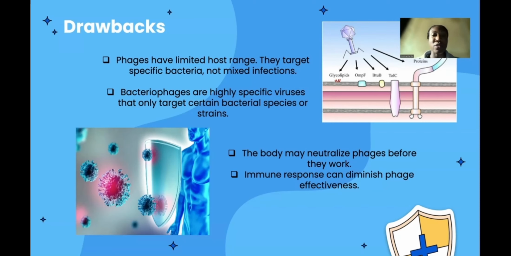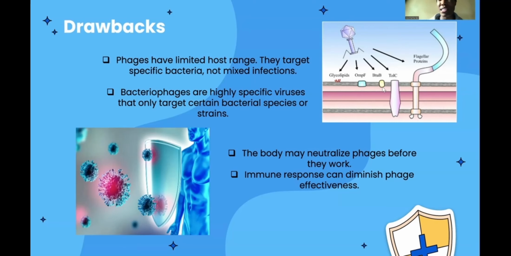While it reduces collateral damage to beneficial bacteria, it also means that these phages are ineffective against bacterial strains without the matching receptors. To better explain this, let's focus on the image on the right. At the top, you see a bacteriophage, which is a virus that infects bacteria. And the bacteriophage uses its tail fibers, which are those tiny leg-like structures, to attach to specific surface receptors on the bacterial cell.